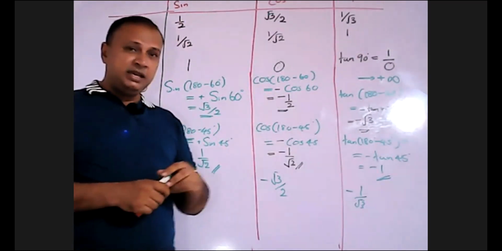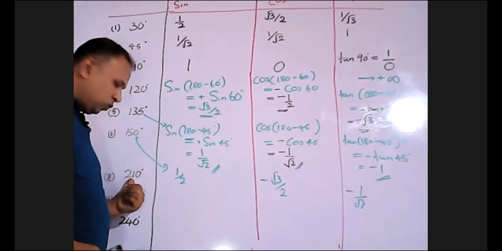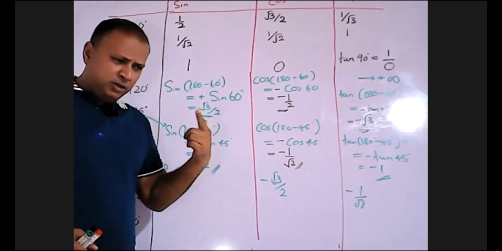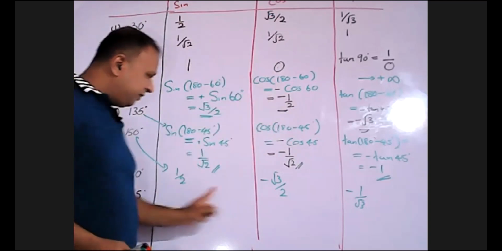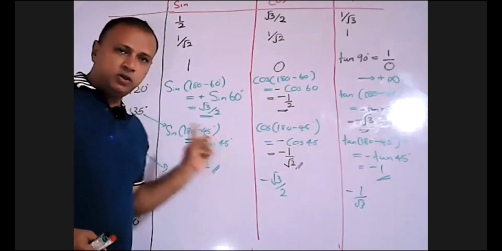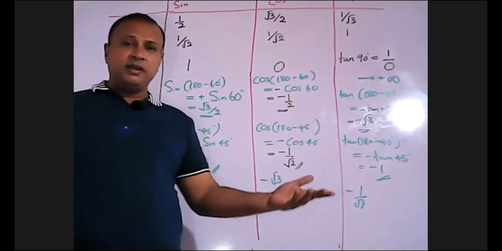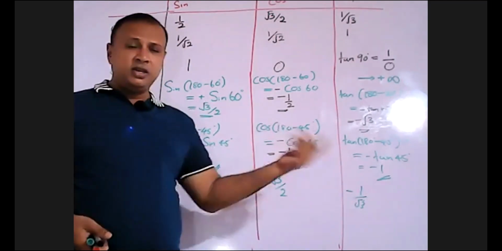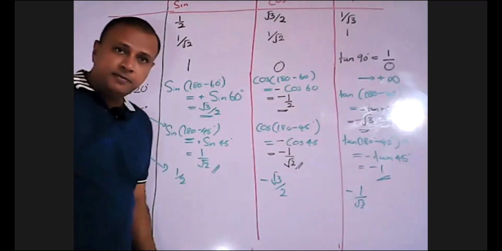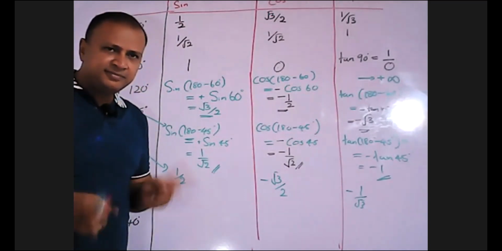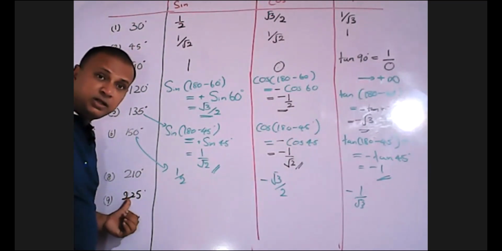Yes, sir. You can think like this. 210 means it is equal to 180 plus 30. Therefore, all the trigonometric values of 210 should be equal to the trigonometric values of 30. Then you can determine the plus or minus using the quadrant. Then 225. How to get that? Get this 225.